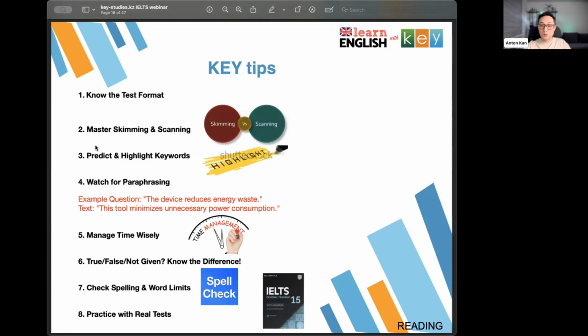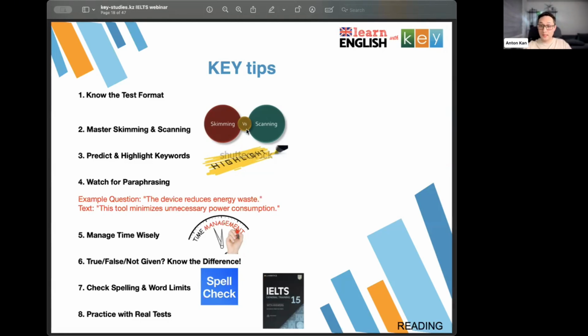To do the reading test successfully, you need to master skimming and scanning skills. Skimming happens when you read quickly, just for main ideas. And scanning happens when you look for some specific keywords, names, numbers, dates, and so on. Please remember not to read every word. It's better to focus on topic sentences, which usually come at the beginning of the paragraph or in the last lines of paragraphs.